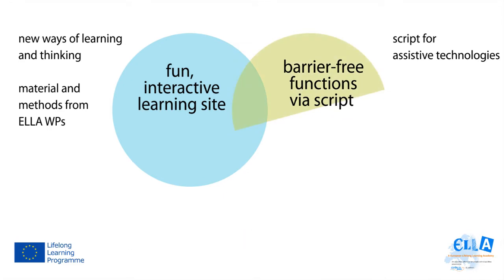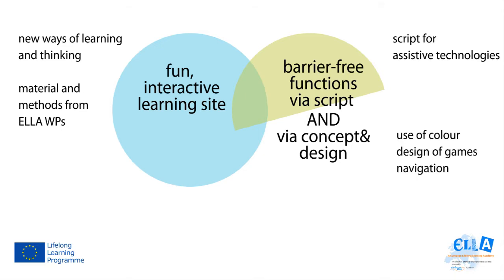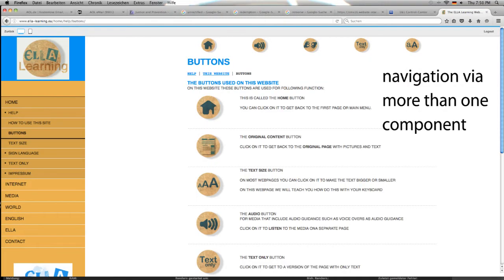Barrier freedom doesn't only refer to the script behind the website, it also refers to the concept and the design of the website altogether, and it demands a conscious use of different colors so that they can be differentiated by different kinds of color blindness, or creating different functions for navigation so that people with different disabilities can still navigate around the page with relative ease without getting lost, as we all know from ourselves.